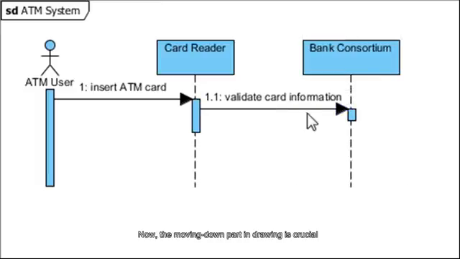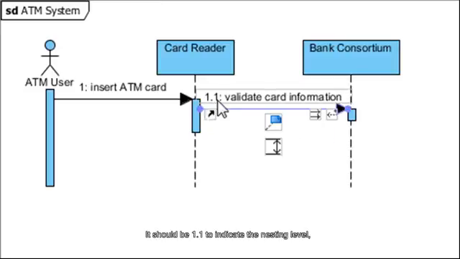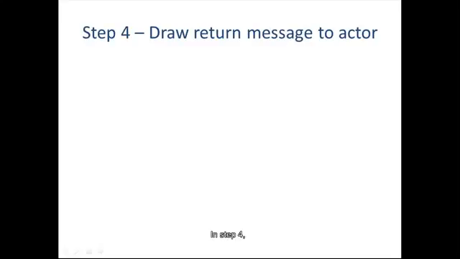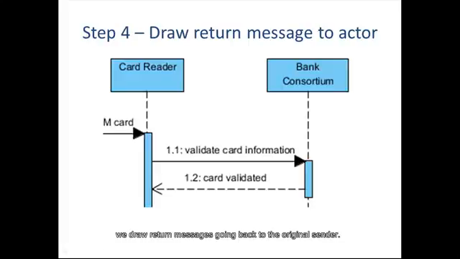Now the moving down part in drawing is crucial because we want to indicate one level down in nesting. To see if we have done it correctly, you can look at the message number here. It should be 1.1 to indicate the nesting level instead of 2. In step 4, we draw return messages going back to the original sender.